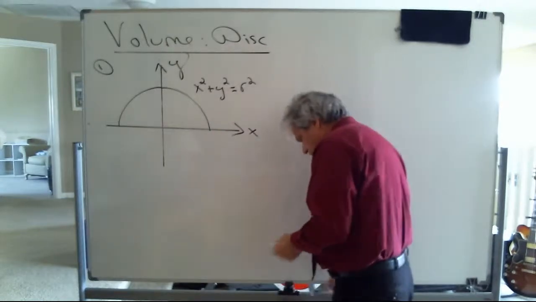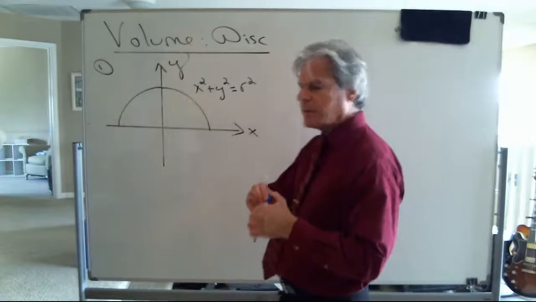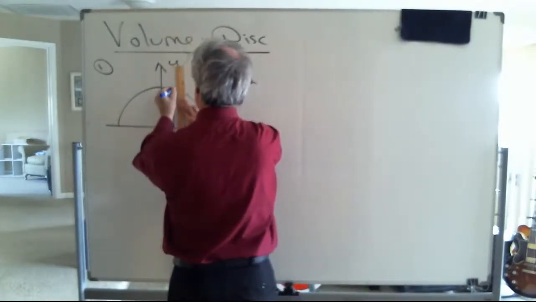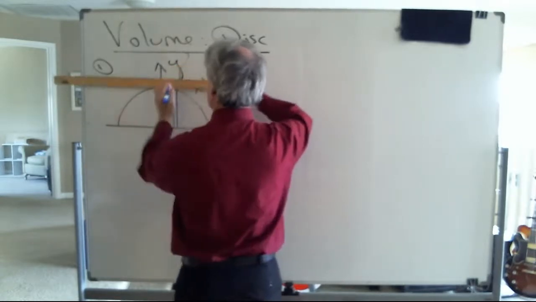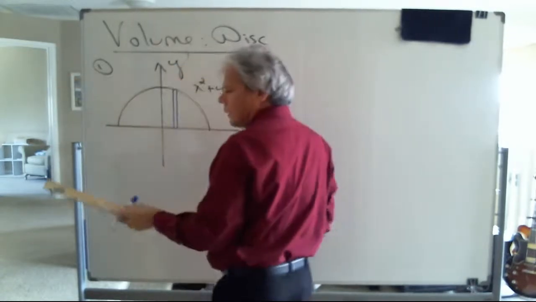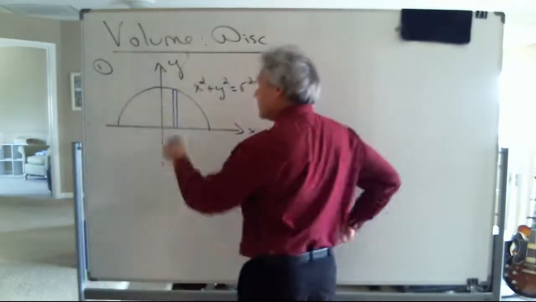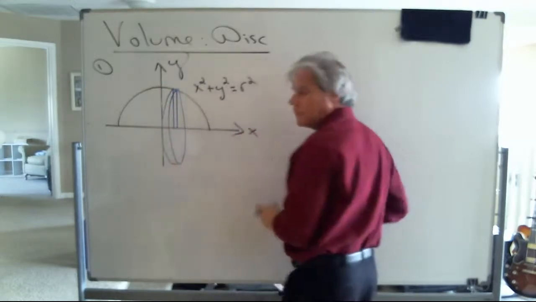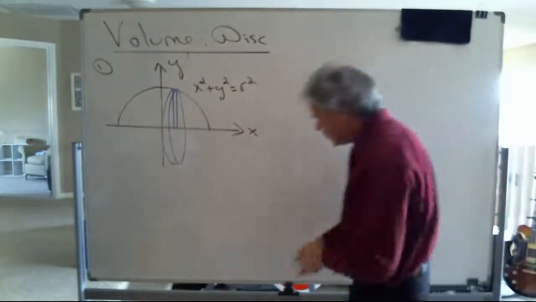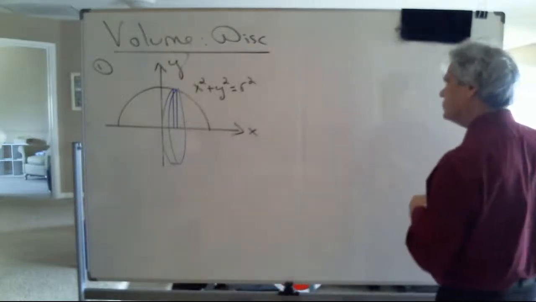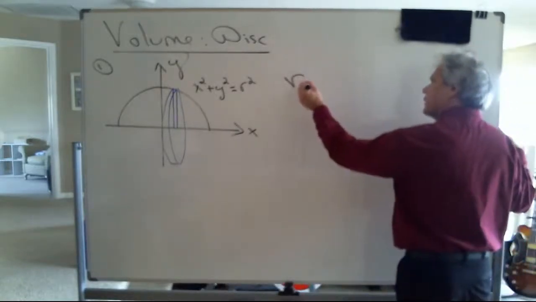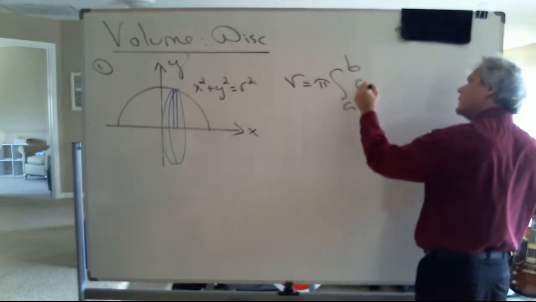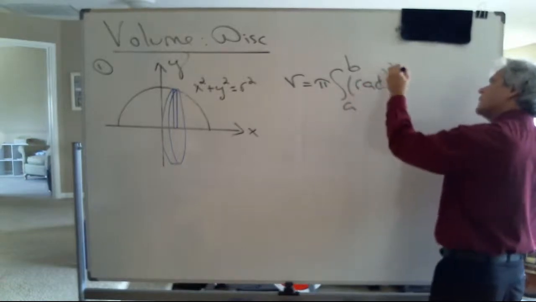Now to do that, since I'm rotating about the x-axis, I suppose my rectangles are going to be vertical. The corresponding disk is imagined as such. And so, setting up my integral, I recall the volume can be interpreted as pi times an integral from here to here of my radius squared times my thickness.